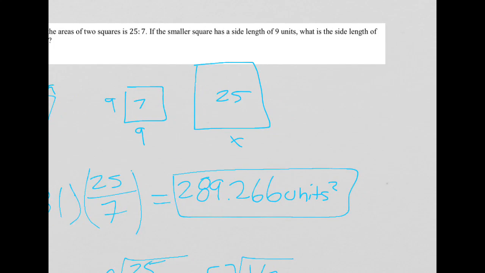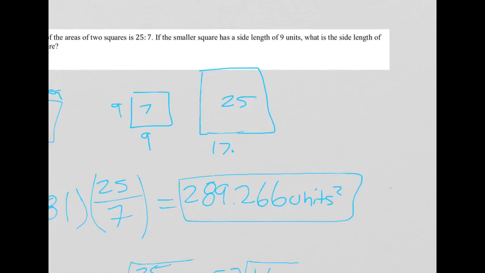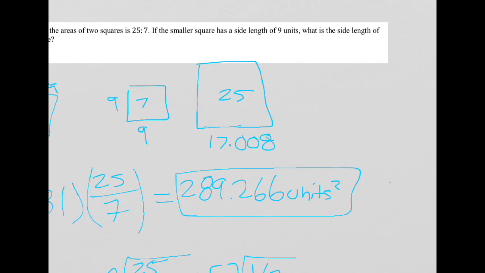And let's check ourselves and make sure that what we just did actually worked. I got 17.008, which again, this is a square, so that should be the same. So if I square that answer, I should get an area of 289.266, just like I said.